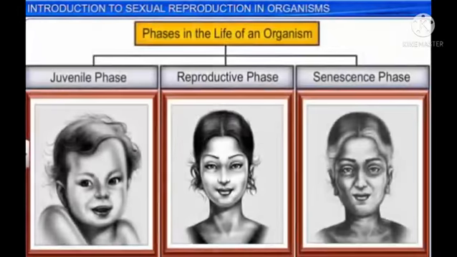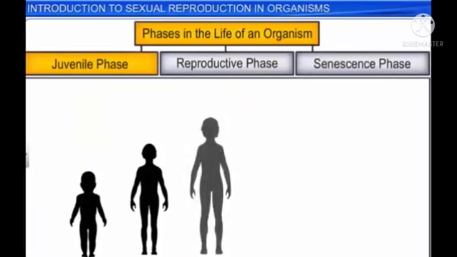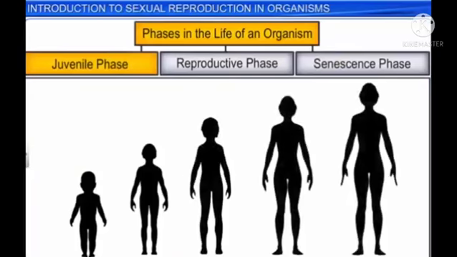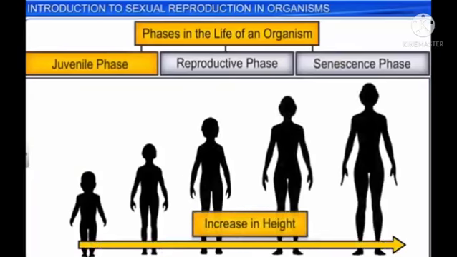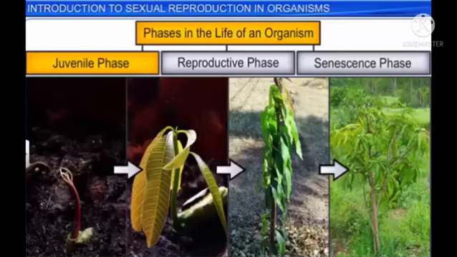All organisms, for instance, go through 3 phases of life: the juvenile phase, reproductive phase, and senescence phase. The juvenile phase is a period of growth which is characterized by an increase in height in all animals, including human beings. Whereas in plants, we see the emergence of new leaves during the juvenile phase.